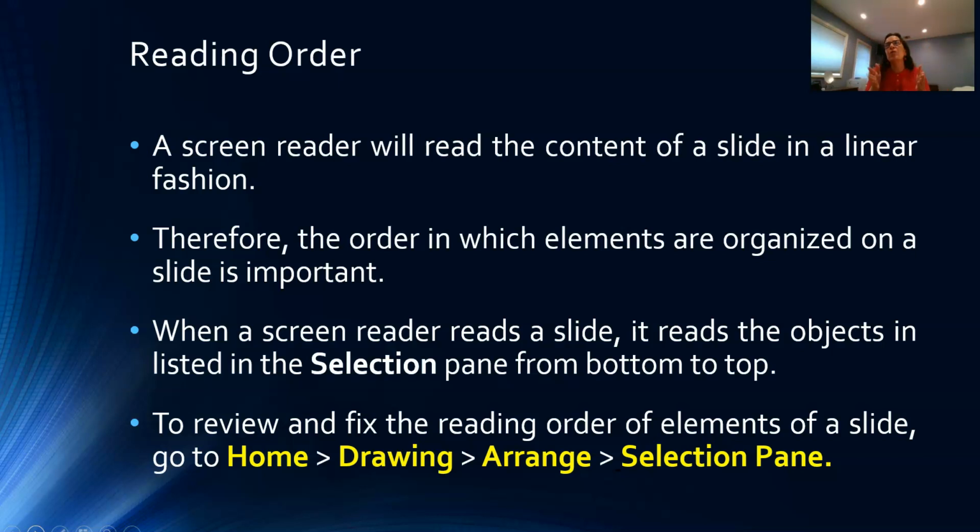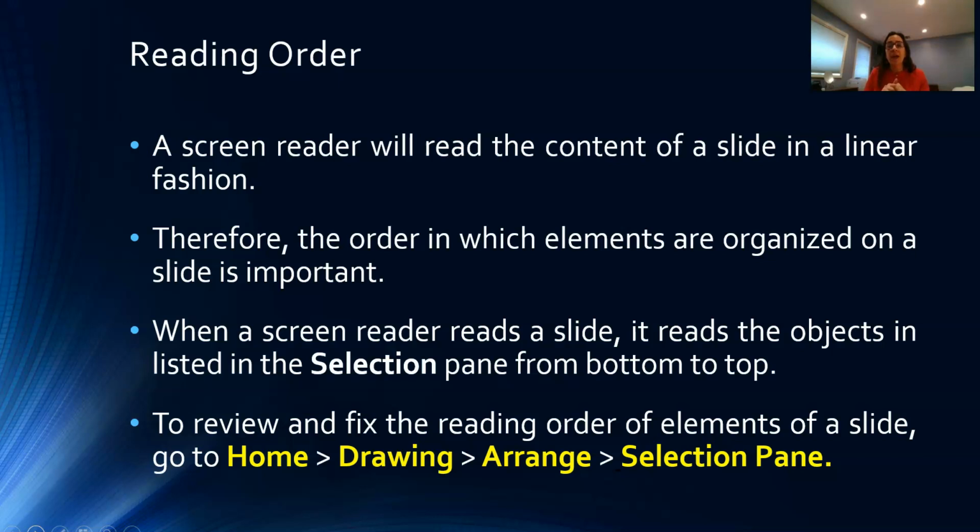But think about what would happen if you could not see the slide and you're relying on the screen reader to read you the content of the slide. Well, the screen reader is not going to read the whole content at once, right? Instead, it's going to read the items in a linear fashion, one item after the next. And that is why the order in which the elements are organized on your slides is very important. So we'll see on the next slide something called the selection pane, which shows you the order in which the items on your slide are going to be read by the screen reader.